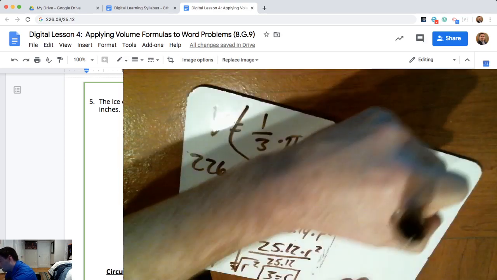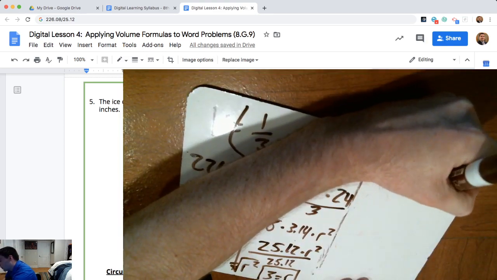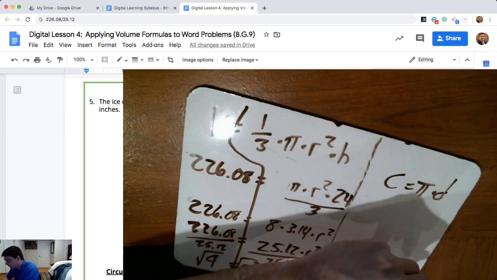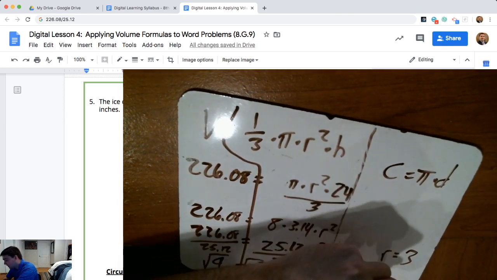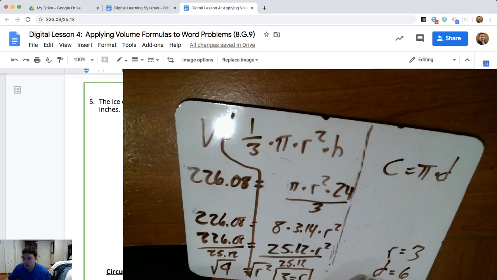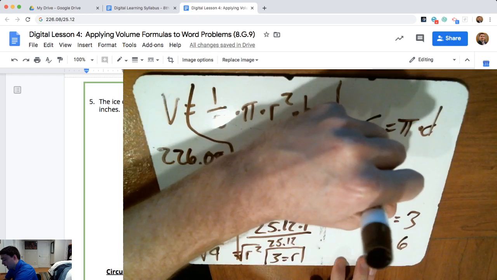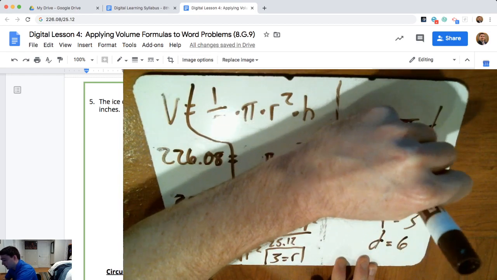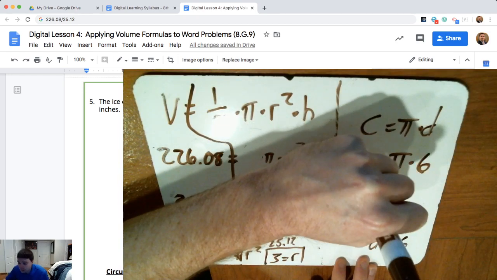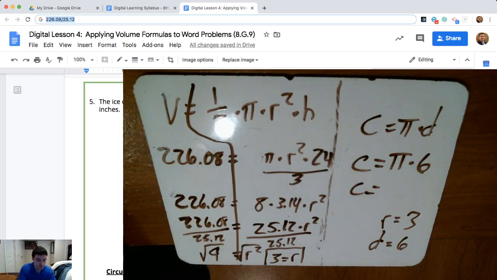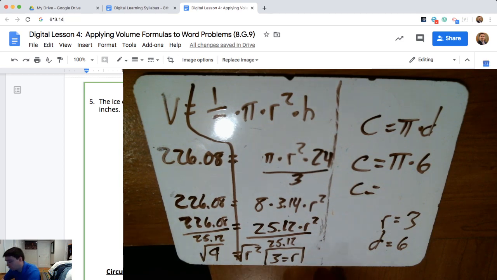circumference is equal to pi multiplied by diameter. And if the radius is 3 for this cone, then the diameter must be 6, because diameter is always twice as big as radius. So to find the circumference, pi times diameter becomes pi times 6. And if I do 6 times 3.14, I get 18.84.